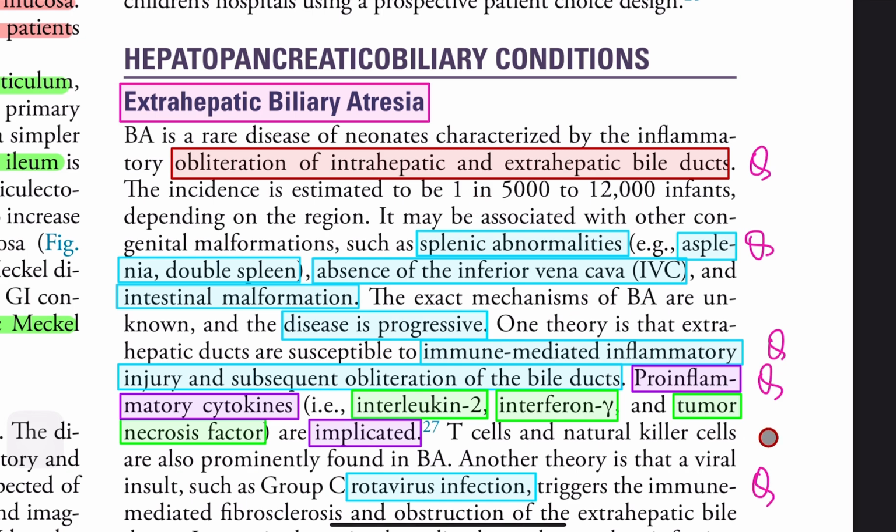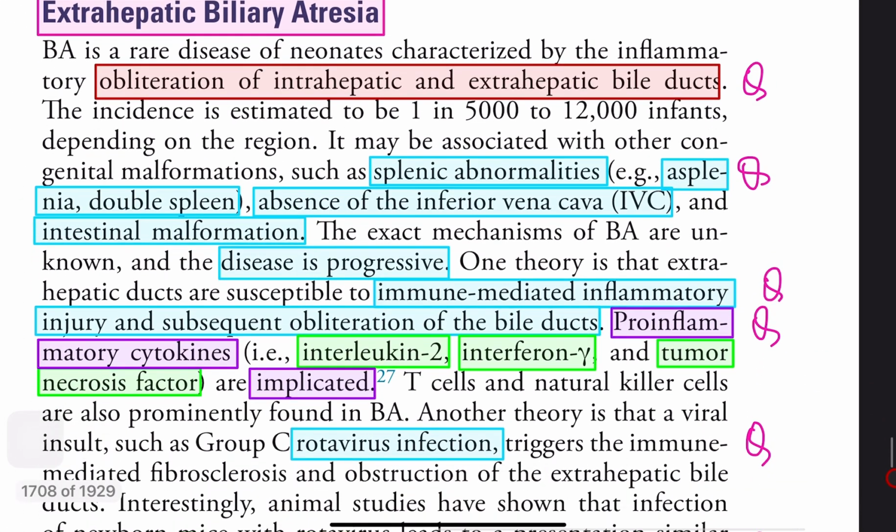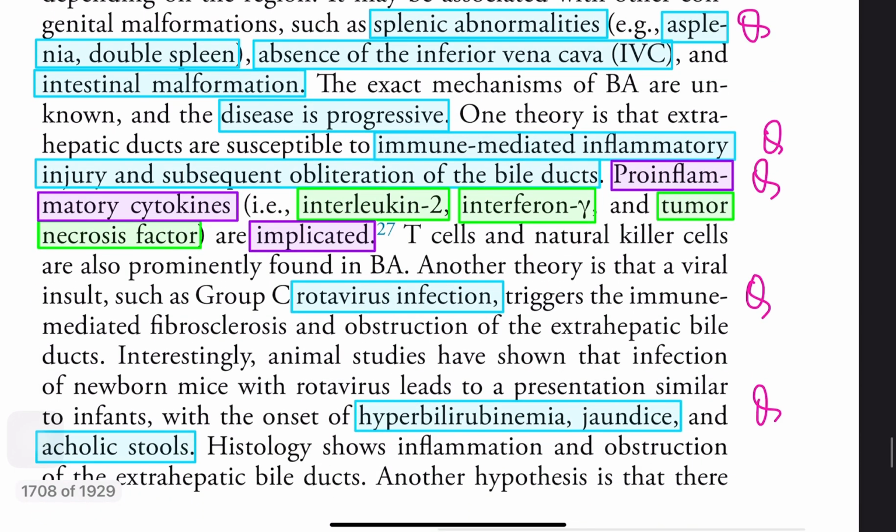Now come to Sabiston. It is obliteration of the intrahepatic and extrahepatic bile duct. Splenic abnormalities are asplenia or double spleen, both can be seen, along with absence of the inferior vena cava and intestinal malformation. This is a progressive disease, with an immune mediated inflammatory injury and subsequent obliteration of the bile duct.